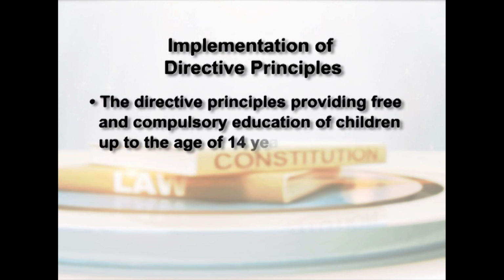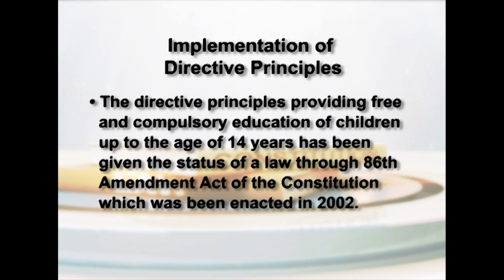Finally, the directive principle providing free and compulsory education of children up to the age of 14 years has been given the status of a law through the 86th Amendment Act of the Constitution, which was enacted in 2002. An act has also been made towards this effect. Though much has been achieved, we know that still there is a long way to go to accomplish this objective of a welfare state, which was initially only a part of the directive principles of state policy.